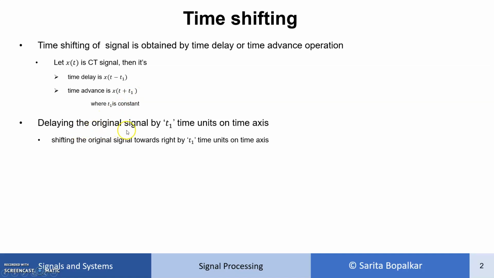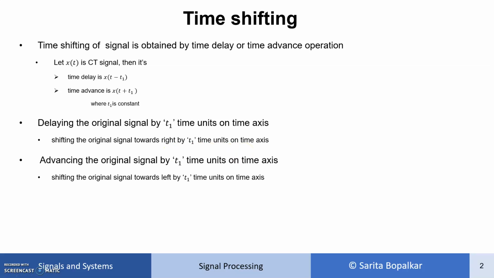Now, delaying the original signal by t1 time units on a time axis means what? Shifting the original signal towards the right by t1 time units on a time axis. And advancing the original signal by t1 time units means shifting the original signal towards the left by t1 time units on a time axis. That means delaying is shifting the original signal towards the right by t1, and advancing means shifting the original signal towards the left by t1.